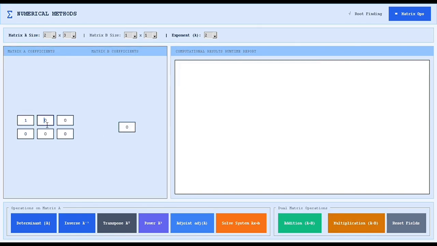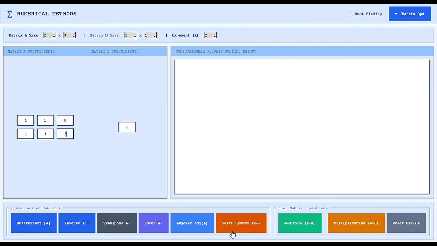The highlight of the matrix module is the system solver. For this demonstration, I have set matrix A to a 2 by 3 layout, which represents an augmented matrix. This is a standard engineering format where the first two columns represent the coefficients of our variables x and y, and the final column represents the constants. By using this augmented approach, matrix B is left empty, as the constants are already embedded within matrix A.